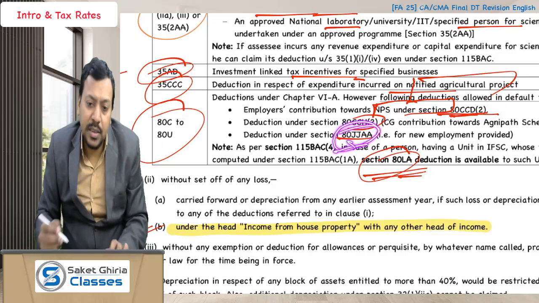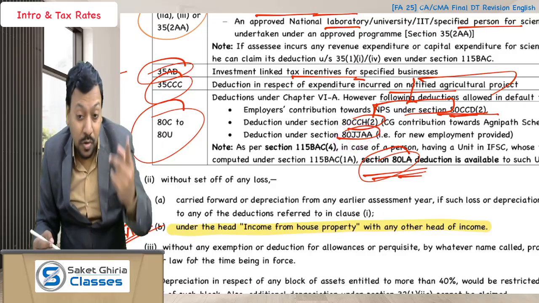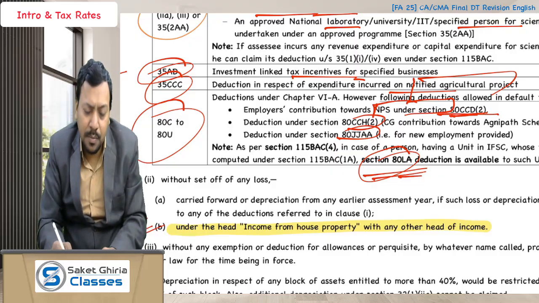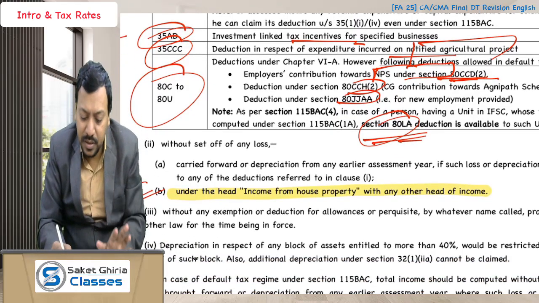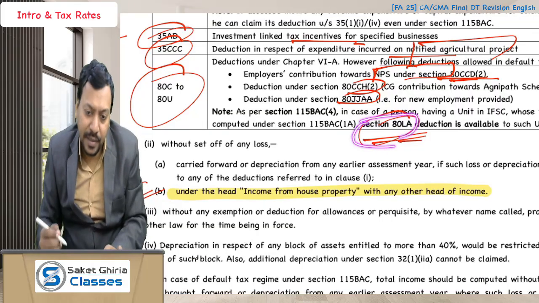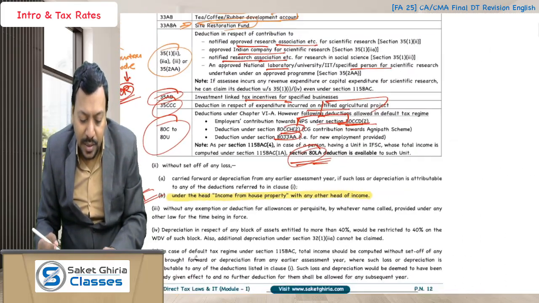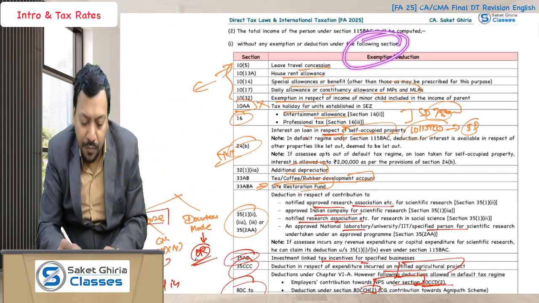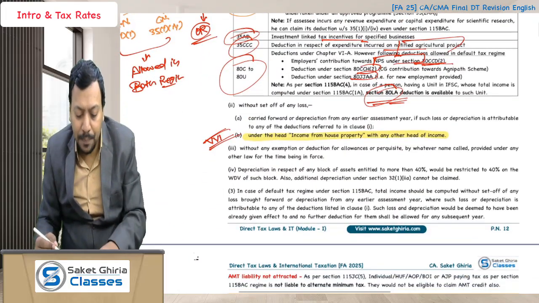Deduction under section 80JJA for new employment that you have provided, and if you set up a unit in IFSC, then you can claim deduction under section 80LA. Okay, so these are the conditions. If you remain in the default regime, you have to comply with this.